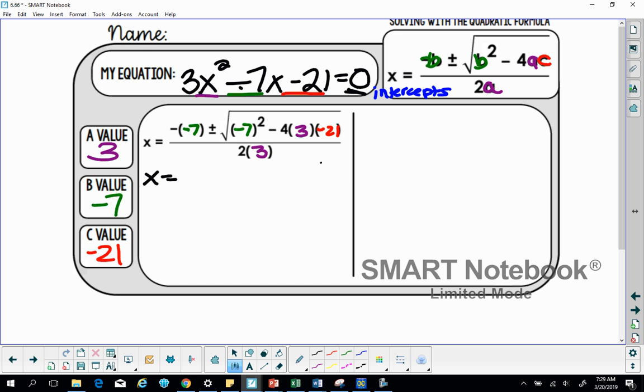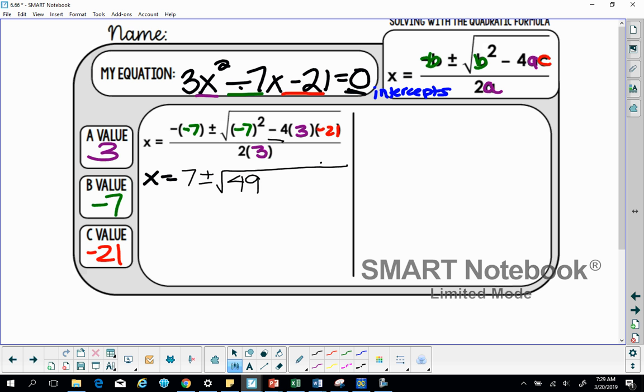What is the opposite of negative 7? Positive 7. So x equals 7 plus or minus. What's negative 7 squared? Put it in your calculator, but make sure to put parentheses around it. What do you end up getting? 49. Make sure you put parentheses around it, because if you didn't, you would have gotten negative 49, which is wrong. So it ends up being 49.